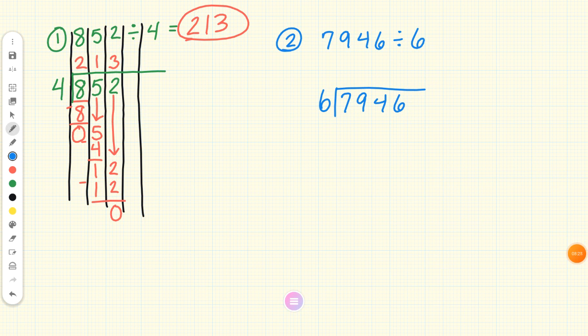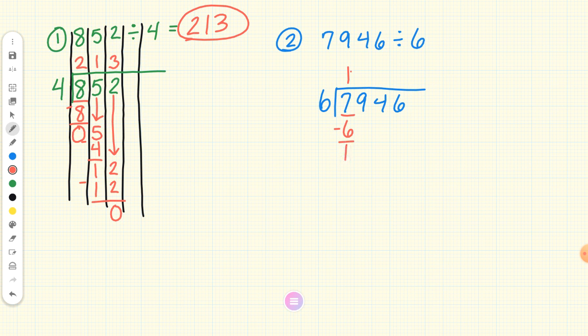Okay, help me get started. Naomi, what do I do first? I'm drawing the 7. Okay. I'm seeing how many times 6 goes into 7. How many times? 1. Just once. So I'm going to put a 1 up at the top. 1 times 6 is 6. Subtract and then get 1.